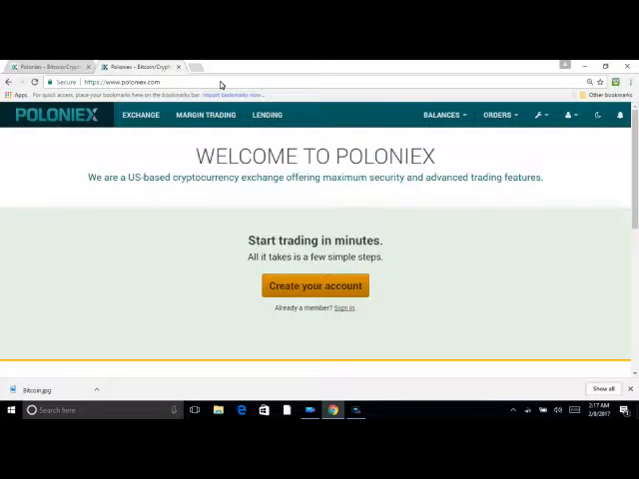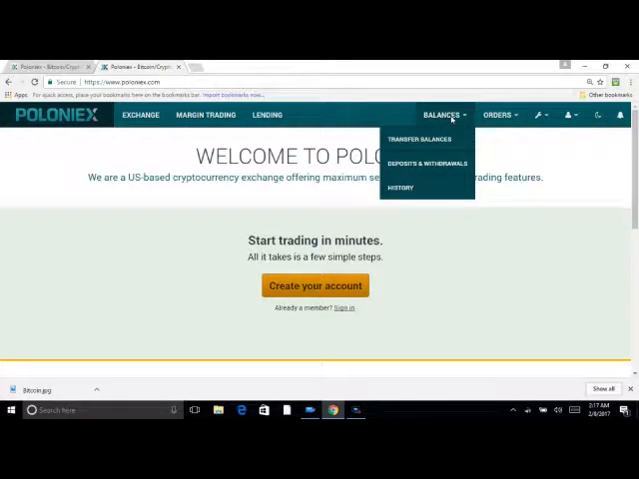This is an exchange like the coin shop that we talked about. And up at the top here, you can see the exchange. That's the tab you would use to trade Bitcoin to other currencies. Margin trading would allow you to trade on borrowed money. And then finally, lending, which would allow you to lend Bitcoins and get paid for that during the day.